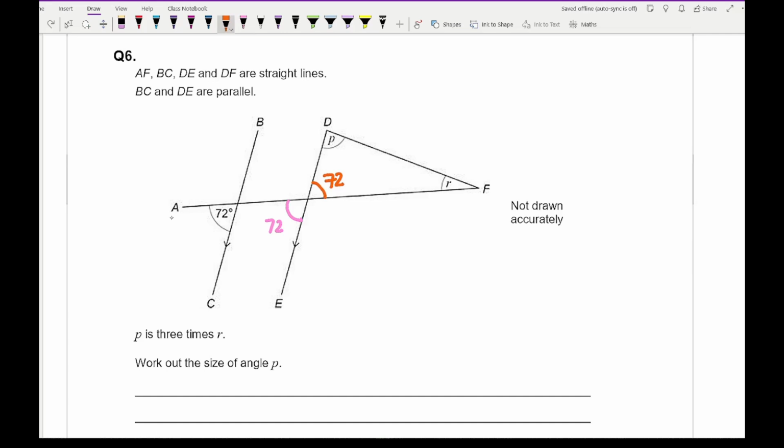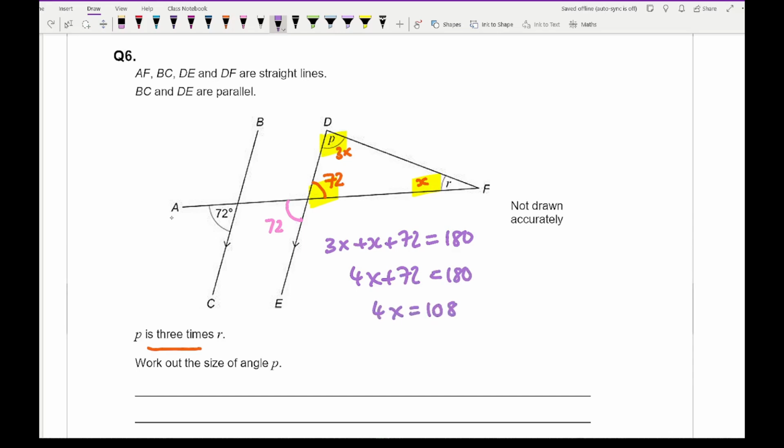Now it says in the question that P is 3 times the size of R. So if we say that R is x, then P will be 3x. Now what do we know about angles in a triangle? Well, we know that the angles add up to 180. So what I've got is 3x plus x plus 72 equals 180. So 4x plus 72 equals 180. Take the 72 across and I get 4x equals 108. So therefore x is going to equal 27 degrees.